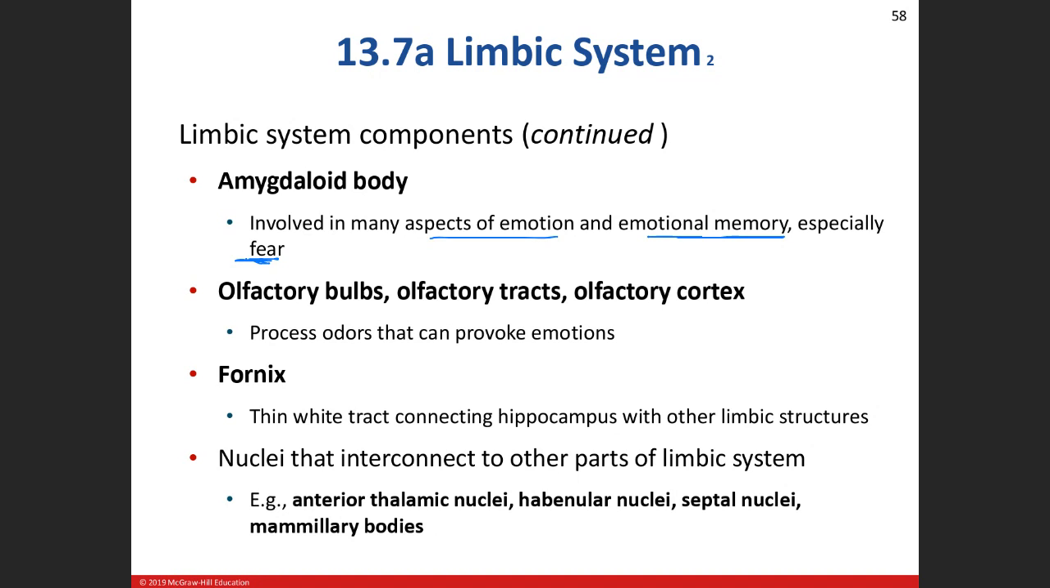But again, anytime you're involving the limbic system, it's got its hands in a lot of different other regions of the brain because it connects a lot of different regions of the brain. And a perfect example, look at this next part here. Olfactory bulbs, olfactory tracts, and olfactory cortex.